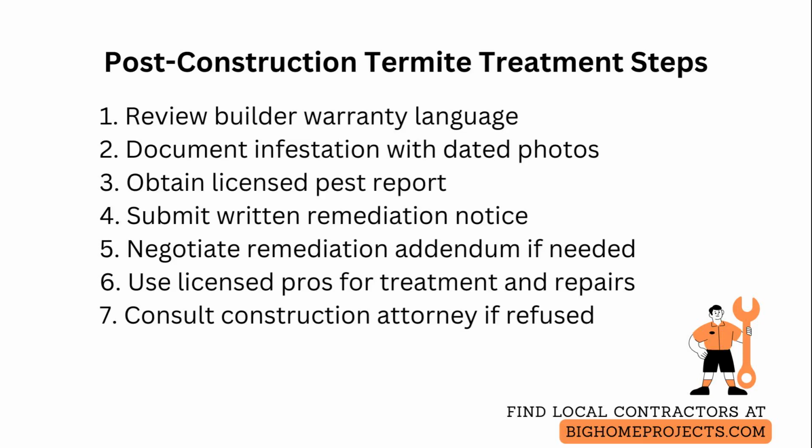Require the builder to remediate per contract terms by submitting a written notice with the documented evidence and requesting a written plan and schedule for treatment and repairs within a short, specified time frame. If the contract does not require remediation, rely on statutory disclosure obligations or local building code provisions that allocate responsibility, and consider negotiating a remediation addendum instead of immediate litigation.